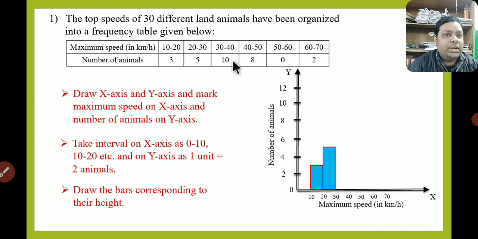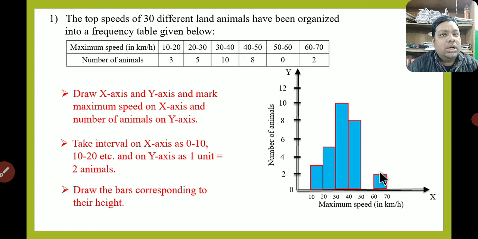Now 30 to 40, 10. Again here up to here we can draw 10. Now 40, 50, 8. Here we can draw. Here 50, 60, 0. In between 50 to 60 there is no animals. Okay, it means we will leave this gap. Now 60 to 72. So here we will write 2 up to here. Done. So like this we can draw the histogram.